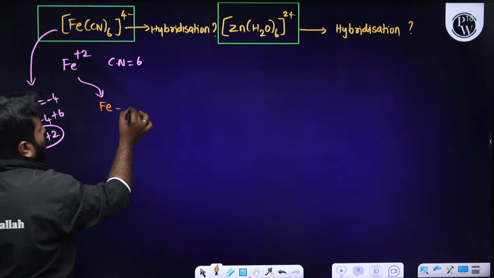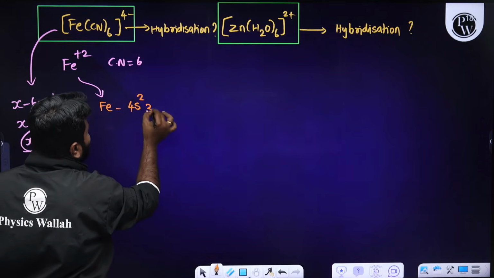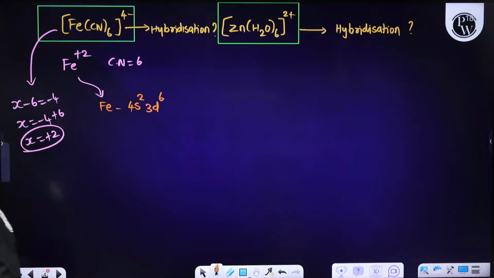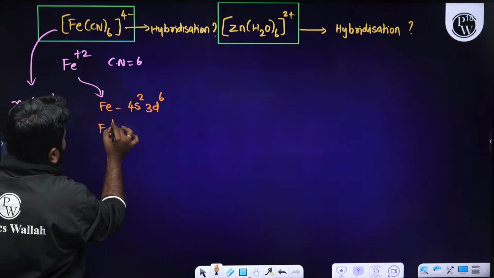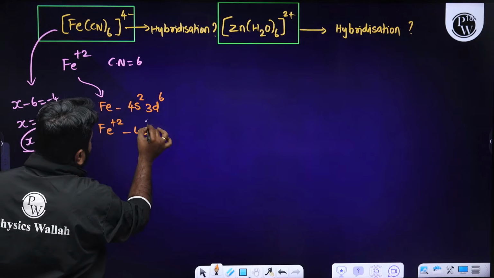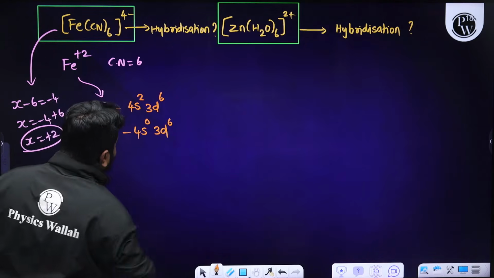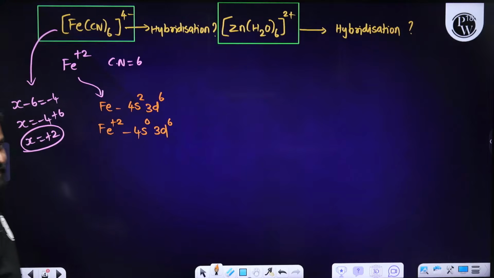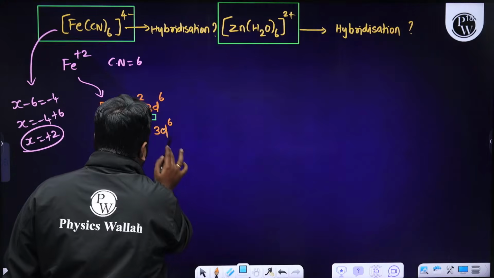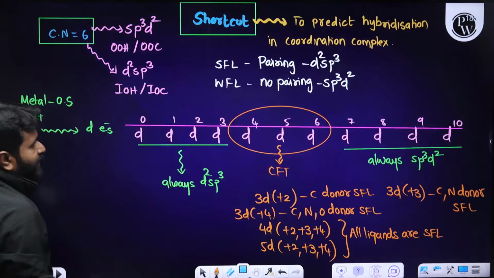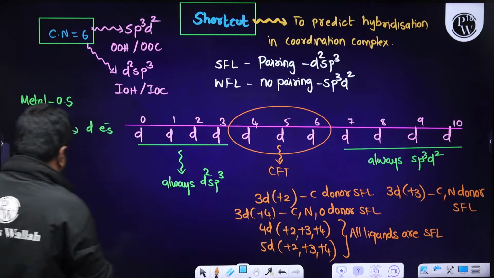Fe, what is the electronic configuration? 4s2, 3d6, right? Cr, Mn, Fe. Now, Fe2+ means what will we be having? 4s0, 3d6. Now tell me, 3d6 means what we need to do? d6 means CFT theory shortcut.